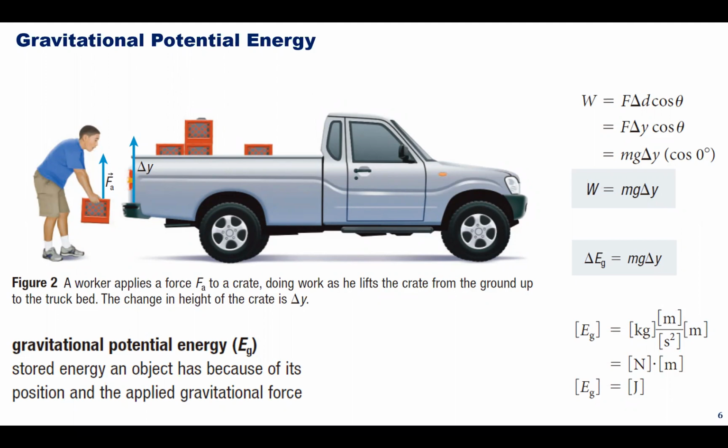The work done to increase the elevation of an object relates to the change in the elevation instead of a specific height, which means delta Eg equals mg delta y, which is illustrated here.